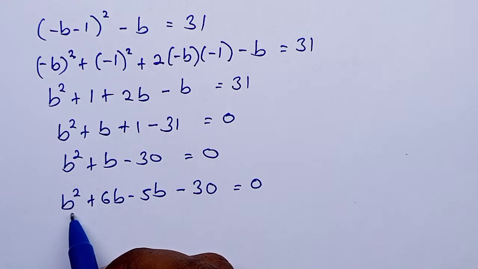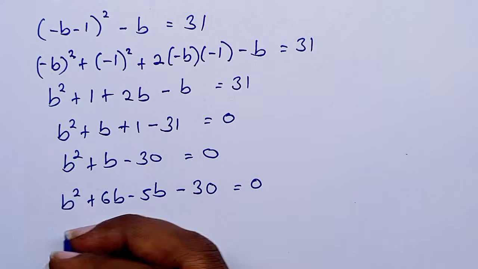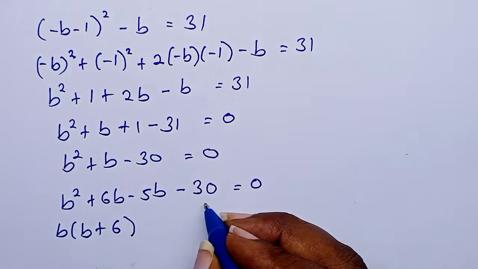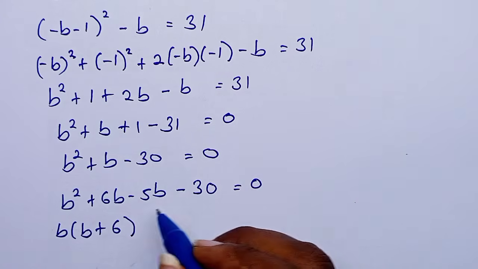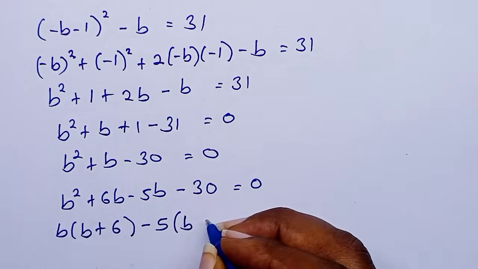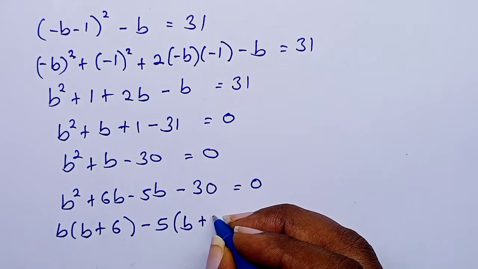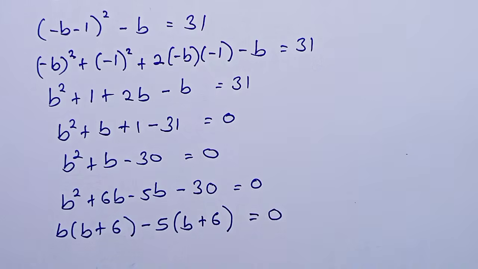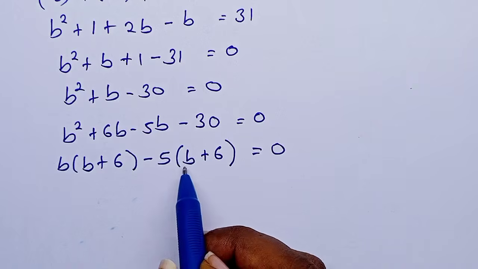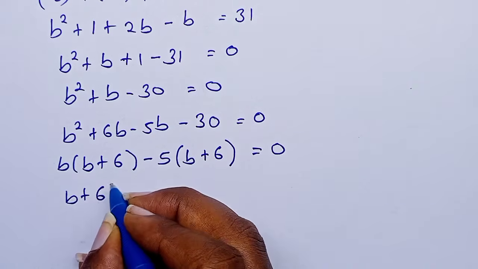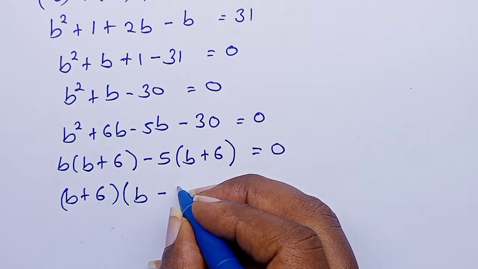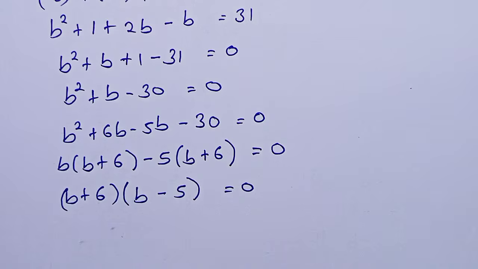So for this first one, b is common, so we factor it out. So we shall have b into b plus 6. Then for this one, 5 is common, negative 5, so we factor out negative 5. So we shall be left with positive b, and here we're left with positive 6. This is equals to 0. So as you can see, b plus 6 is common. We factor it out, so we have b plus 6, then here we are left with just b, and here we are left with minus 5. This is equals to 0.